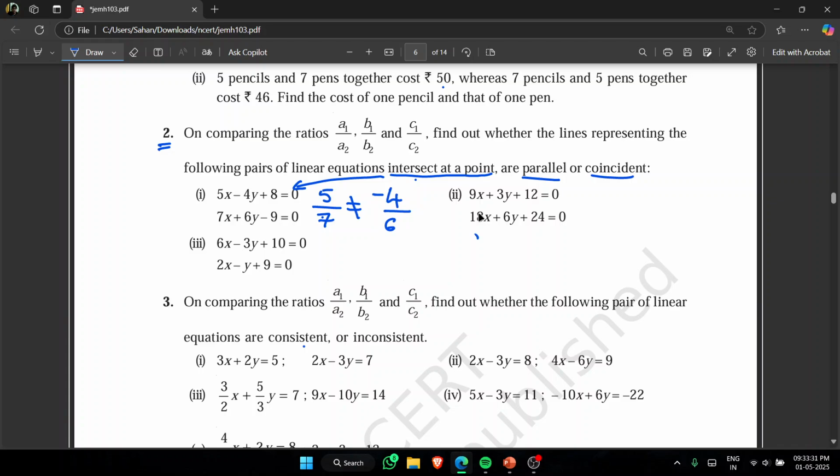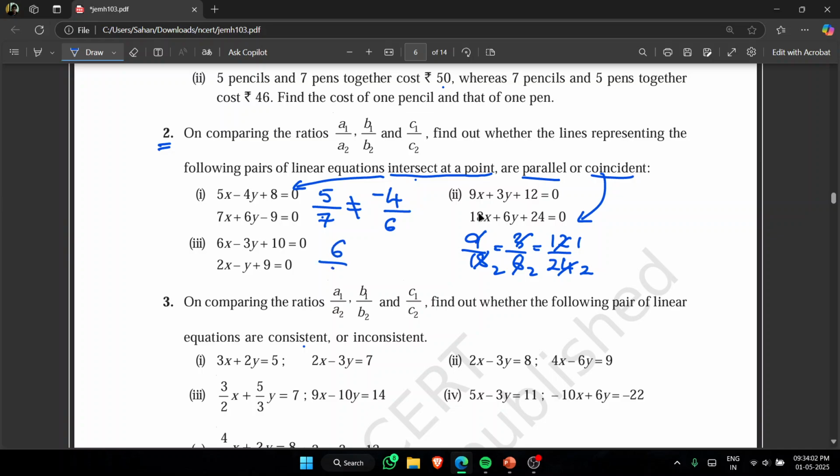Second one, 9 by 18 equal to 3 by 6 equal to 12 by 24. We have 1 by 2, 1 by 2, 1 by 2. So it is a1 by a2 equal to b1 by b2 equal to c1 by c2. So under this condition, the lines are coincident lines and they are consistent. Though they did not ask, we know they are coincident lines.